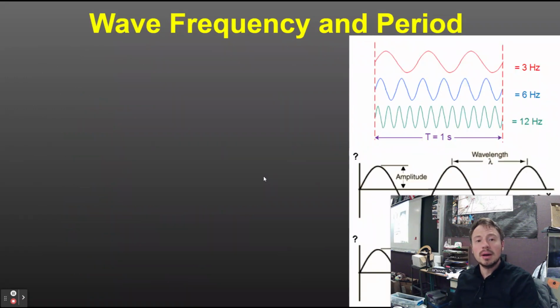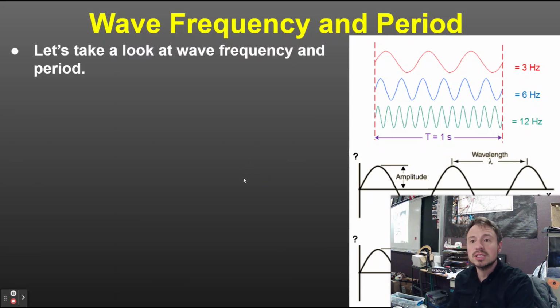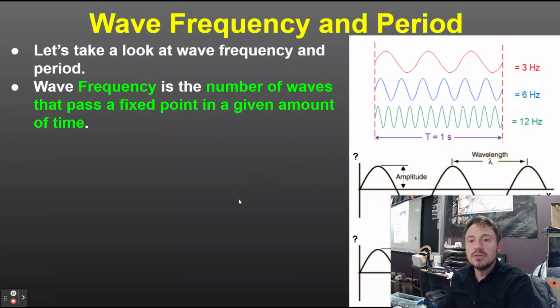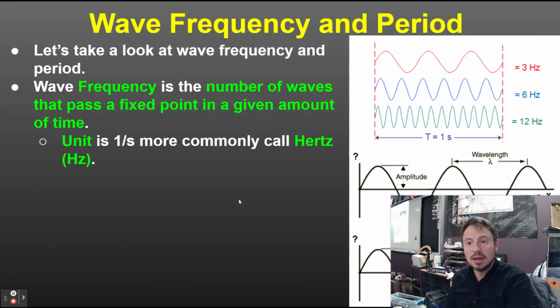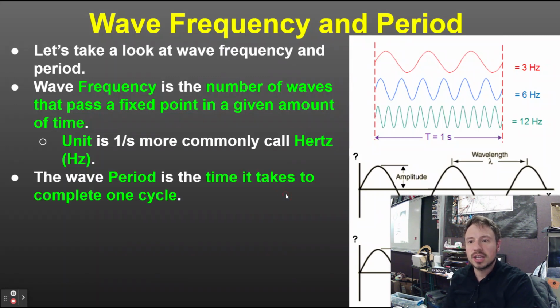Now, when we're talking about time, we need to talk about frequency and period. Wave frequency is the number of waves that pass a fixed point in a given amount of time. The unit is 1/seconds, more commonly referred to as the hertz. Frequency is basically cycles per second. So if you look up there, 3 hertz is 3 cycles in 1 second, 6 hertz is 6 cycles in a second, 12 hertz is 12 cycles in a second.